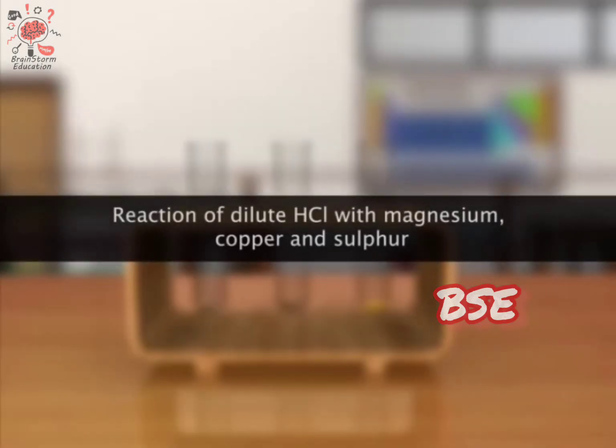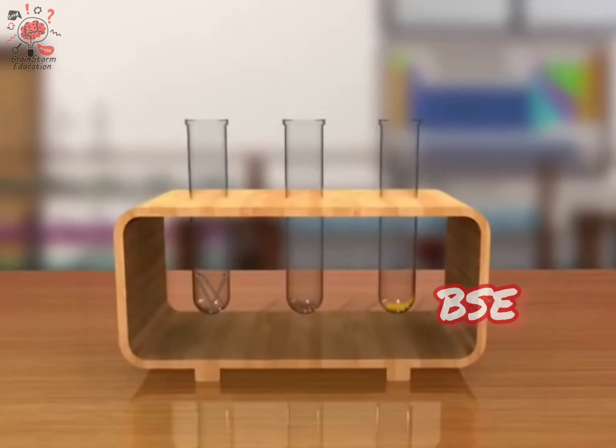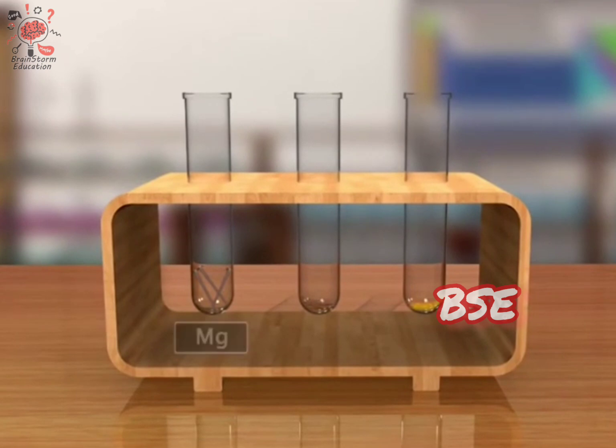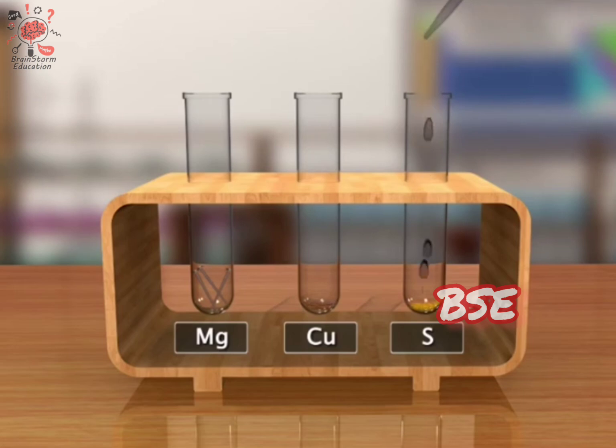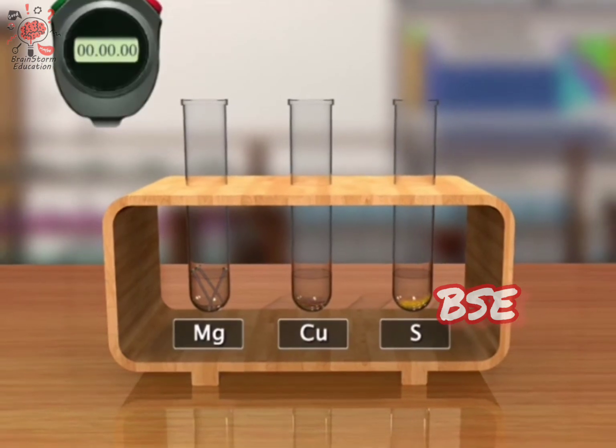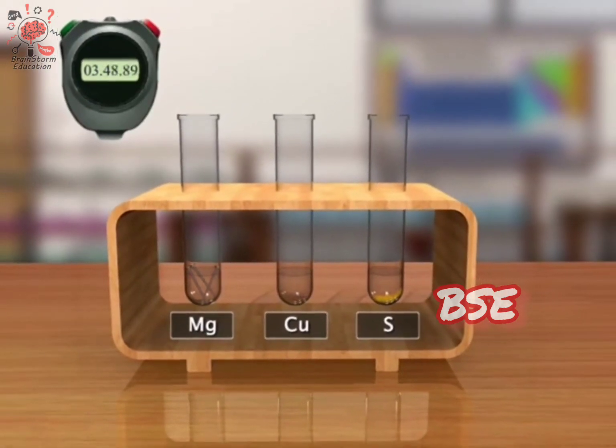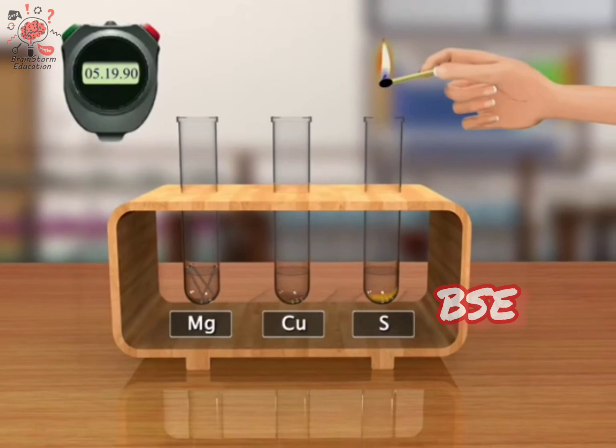Let us perform an experiment to understand how different substances react with dilute hydrochloric acid. Take samples of magnesium, copper, and sulfur powder in different test tubes. Add 5 ml of dilute hydrochloric acid to each of the test tubes. After a few minutes, bring a burning matchstick near the mouth of each test tube.